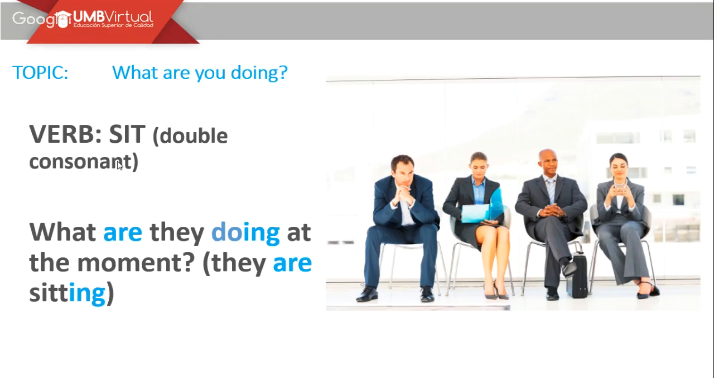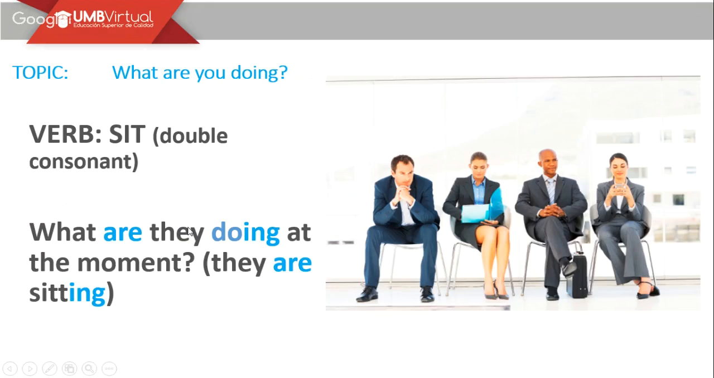So how can we do this with the verb? We are going to write the W question word, plus, in this case, the verb to be, plus the subject, plus doing, which is the verb followed by ing, and the complement. What are they doing at the moment?